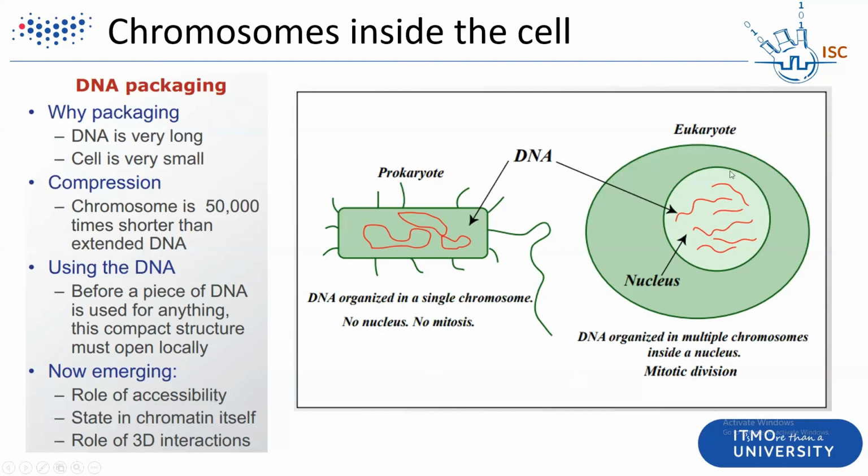so you don't have a nucleus and mitosis. On the other hand, if you take eukaryotic cells, the genetic information is usually organized within the nucleus in a special compartment, and the DNA is organized in multiple chromosomes inside the nucleus, and therefore you have mitotic division.